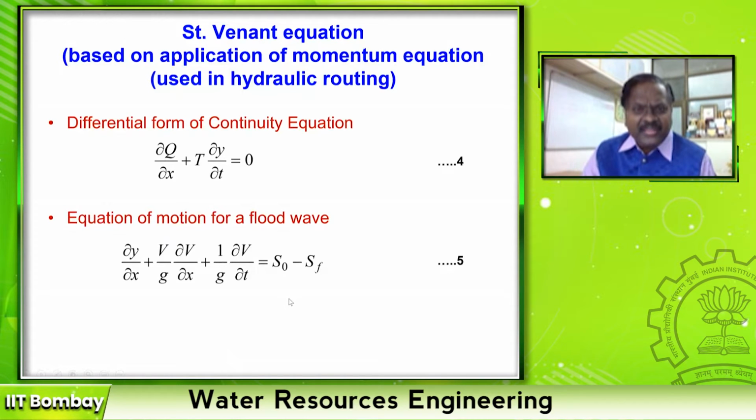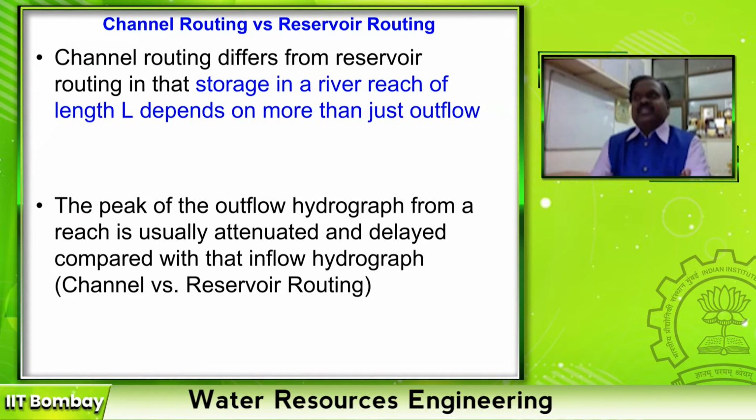So there is another method, right? I said channel routing is somewhat complicated or difficult to arrive at than the reservoir routing, because you can safely dispose the flood from the reservoir, unlike a river which is continuously flowing, because of a lot of other constraints. So that is why people say that channel routing differs from reservoir routing in that storage in a river reach depends upon more than just outflow. Okay, that is, no storage in channel routing. The peak flow of the outflow hydrograph from a reach is usually attenuated and delayed compared with that of the inflow hydrograph.